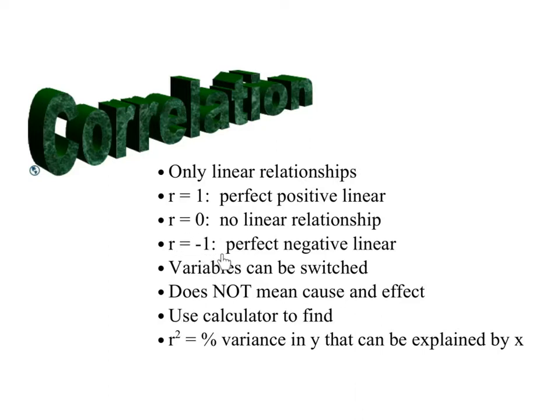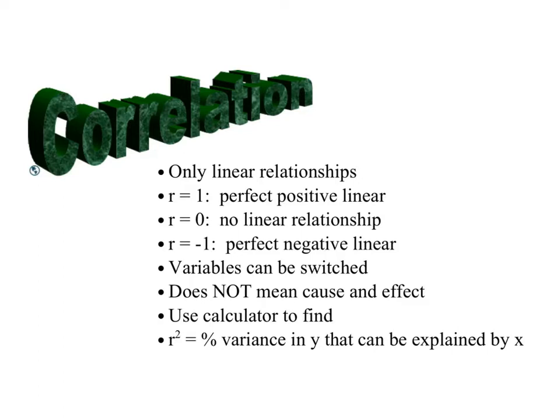A correlation of -1, of course, means that there's a line with a negative slope that every data point will fall on. A correlation of 0 simply means there's not a linear relationship. That doesn't mean there's no relationship. It just means the relationship is not linear. The variables can be switched, X and Y can be switched. It's just a measure of how linear the data is.